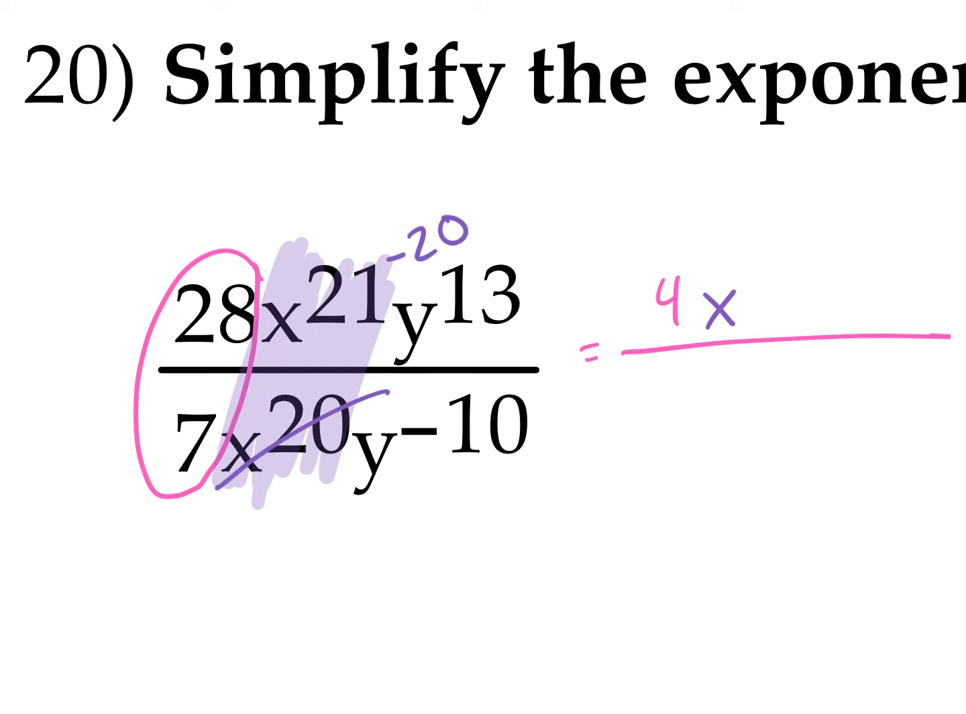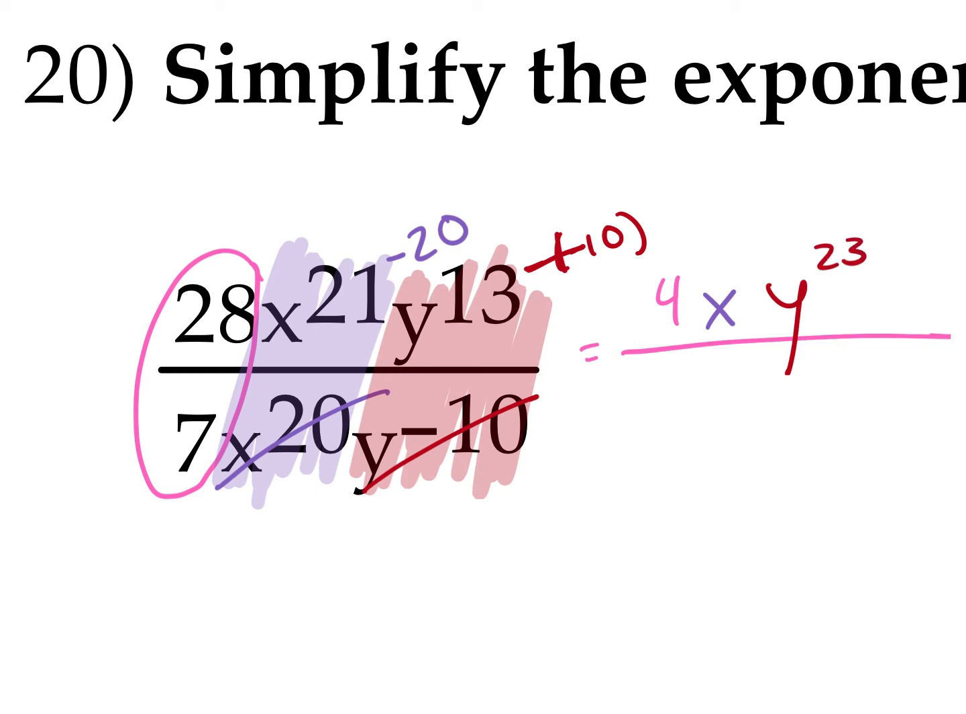Next, let's look at the y's. How do I simplify the y's? Subtract. Be careful when subtracting here because it's 13 minus negative 10. What do I do when I subtract a negative? Add. So it's 13 plus 10. 23. Do I have anything left on the bottom? No. So it's just 4x times y to the power of 23.